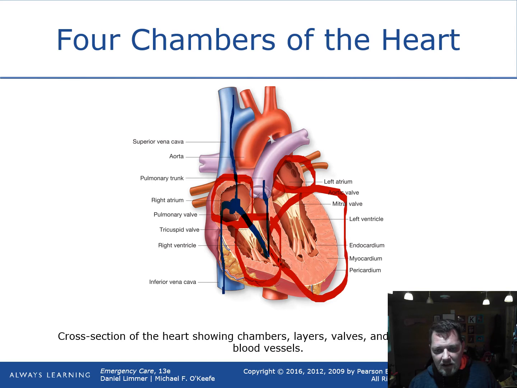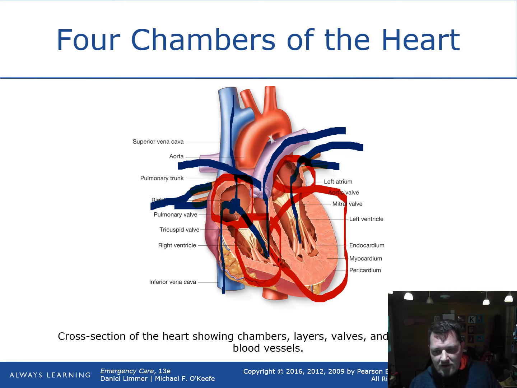Okay, and it goes out to the lungs, and then from here it comes back from the lungs here and here, and it goes into the left atrium, and then it goes through the mitral valve to the left ventricle, and then it goes out to the aorta. Okay, and then down to the rest of the body. Okay, these go up to the brain. All right.